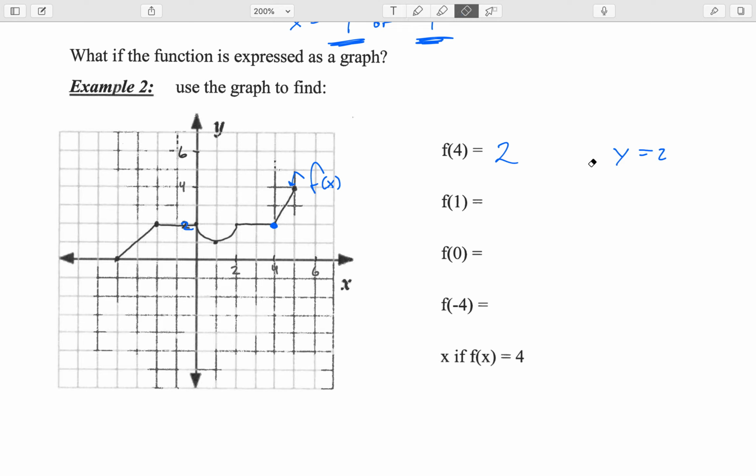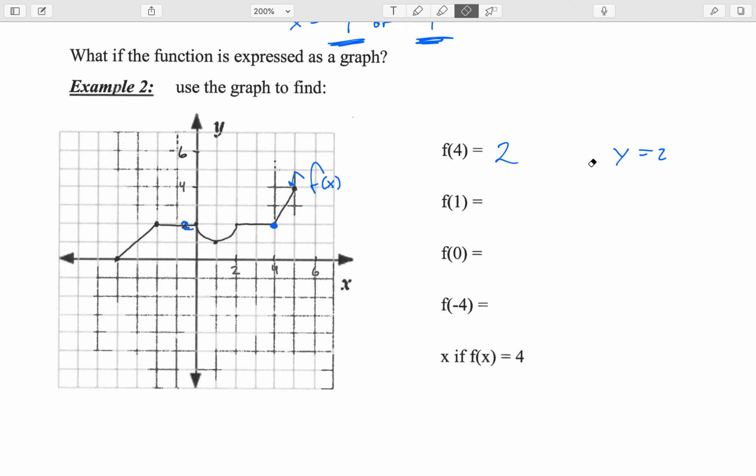When the x value is 1, the y value is, look on the graph, there it is. Y value is 1. F of 0. Okay, let's go back to the graph. When the x value is 0, in other words, in center, the y value is positive 2.